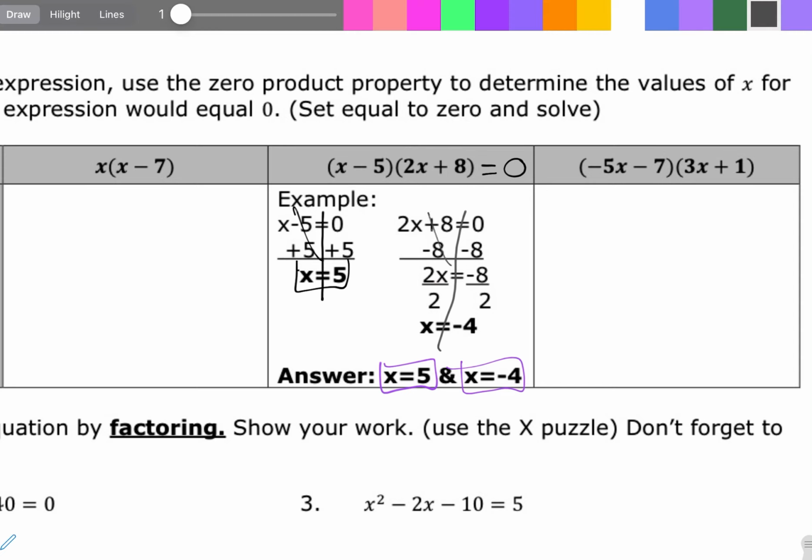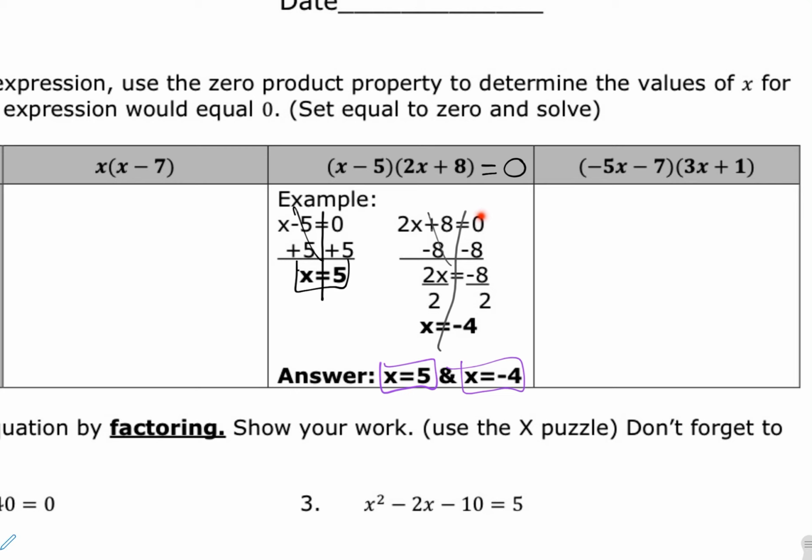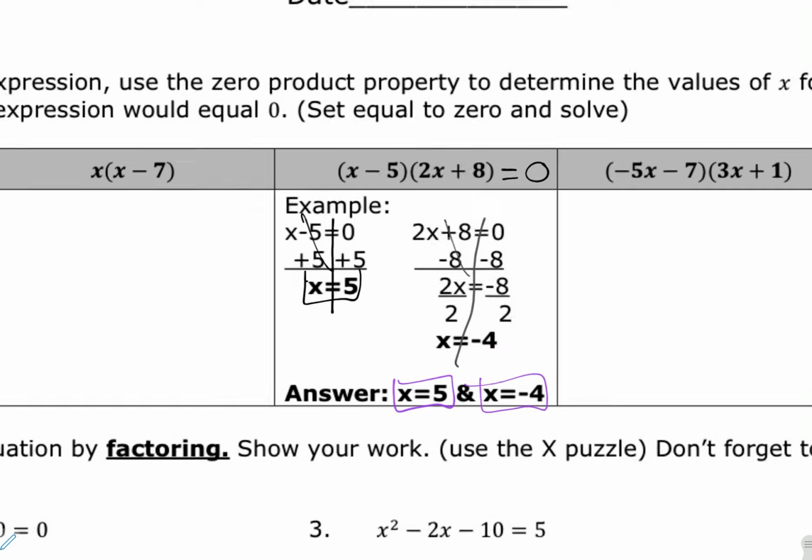And we're left with 2x. And on this side, we got 0 minus 8. 0 minus 8 is negative 8. Negative 8 divided by 2 on both sides. Again, this is multiplication, so we do the opposite of multiplication, which is division. That's how we get negative 4. All right? So let's go ahead and get to work now.